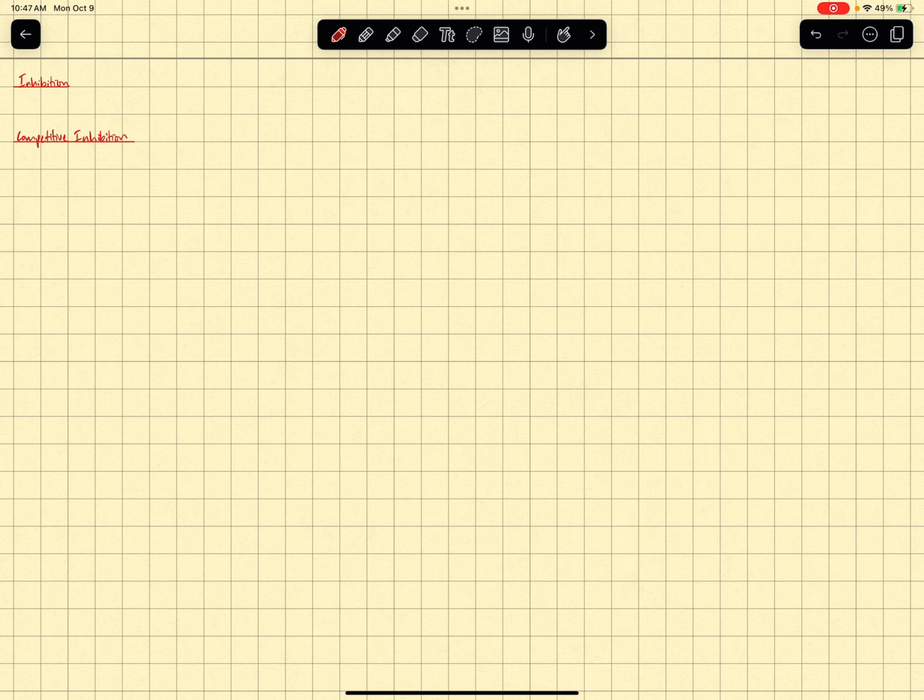All right. So in competitive inhibition, your inhibitor is going to directly compete with the substrate. That's why it's called that. And it's going to compete to bind the active site. So you've only got one place on the enzyme where the inhibitor or the actual substrate could fit in. So I'll write that down.